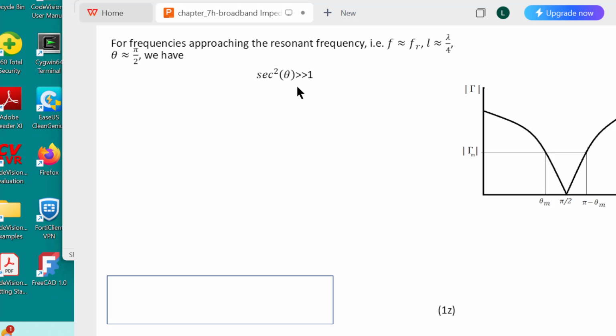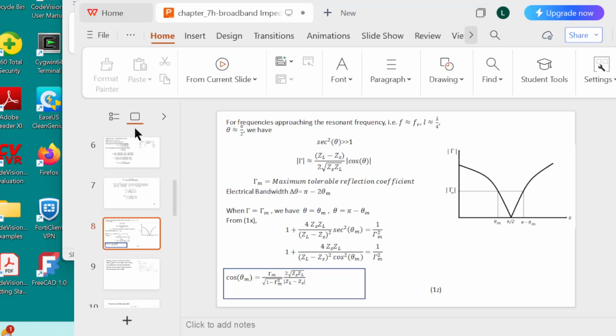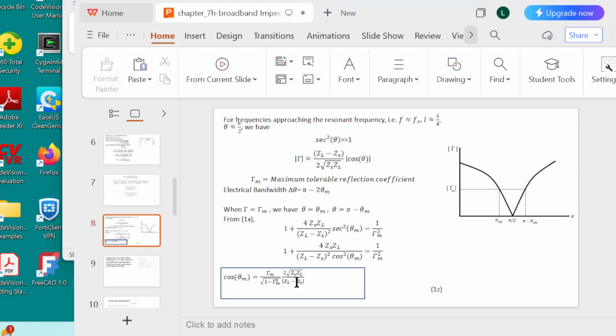So we know that when it is very close to this point, secant square is much greater than 1. And in this case, you may have shown the reflection coefficient to be this value. I'm now talking about this formula. From this formula.